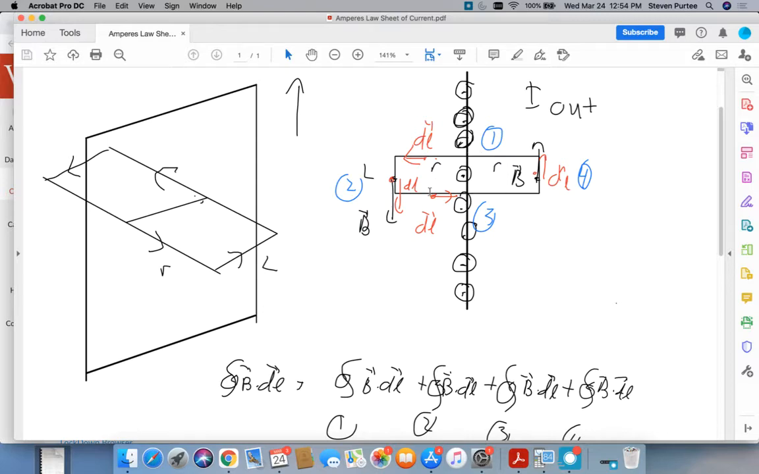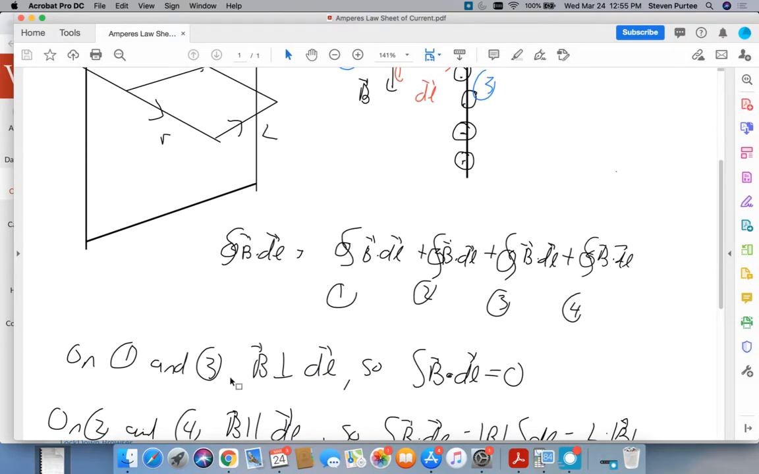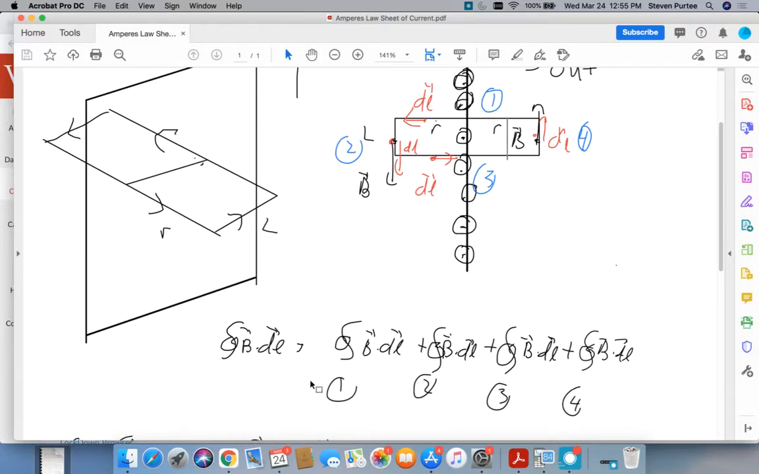Same thing down here on section 3. dL points to the right, B over here points down, up over here B points up. That's always perpendicular to dL. On 1 and 3, B and dL are perpendicular. The dot product of perpendicular vectors is 0. So these two here have no contribution to that total integral. 1 and 3 contribute nothing.